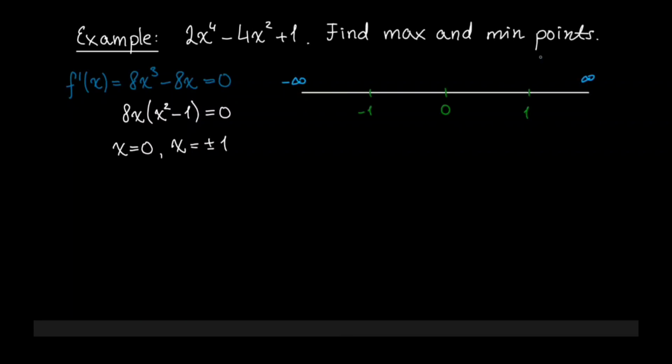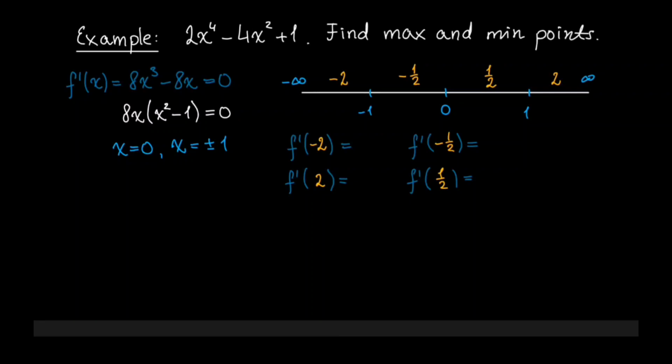Now we have four different intervals, and we need to pick a random number from each interval and put them into the derivative. For the sake of simplicity, let's say I pick -2, -1/2, +1/2, and +2. Here I receive the following values. So this basically tells us that we have two plus signs and two minus signs.